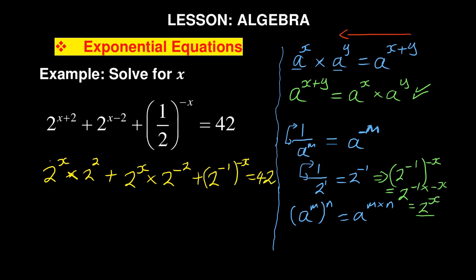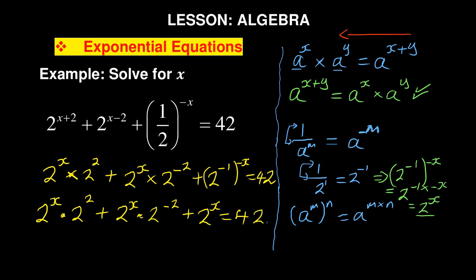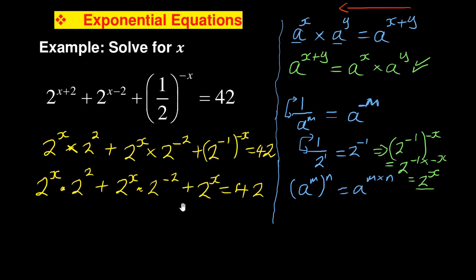So when I've done that, you can see that, as I said, I can write it now to say this is 2 to the power of x. The times can be written as a dot, 2 to the power of 2 plus 2 to the power of x dot 2 to the power of negative 2 plus a negative, and a negative will give me 2 to the power of x, or 2 to the exponent x. This gives me a 42. Now your calculator will come in handy in this case.